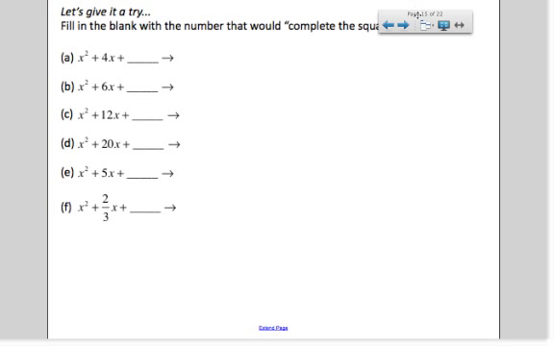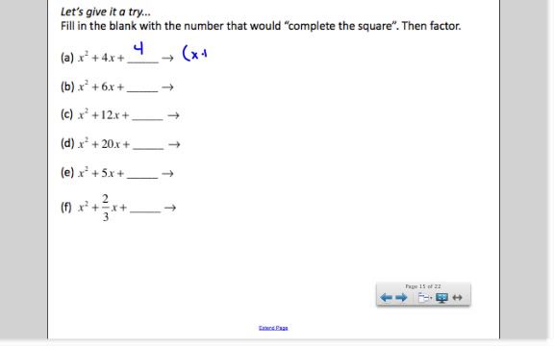Alright, so let's try it, and I want you to go ahead and factor it once you've found the complete the square. Go ahead, pause the video, and try these on your own. Okay, hopefully you paused the video. So this one you get 4, and that factors into x plus 2 squared. This one you need to put in a 9, and that gives you x plus 3 squared. This one you need a 36, and that's x plus 6 squared. This one you need 100, and that's x plus 10 squared.